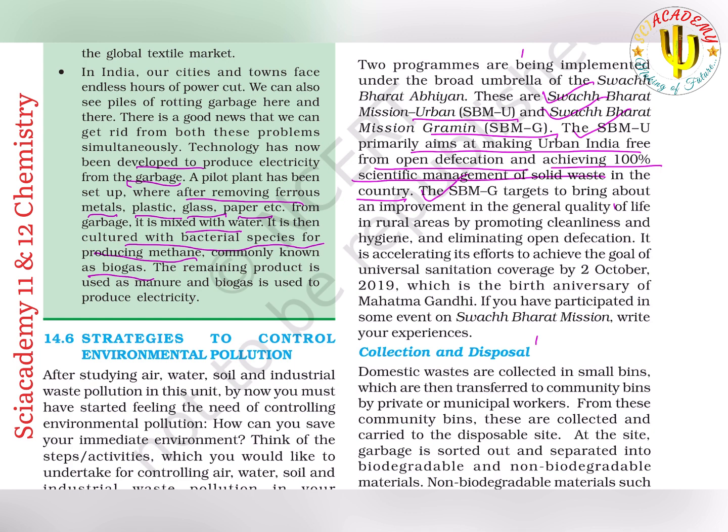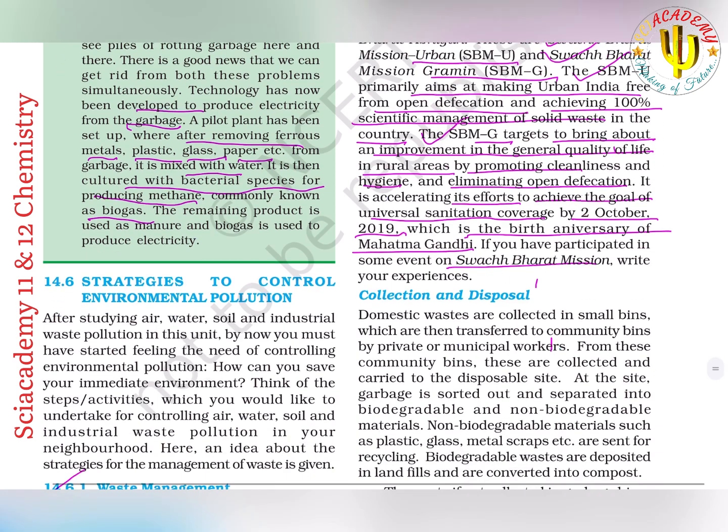The Swachh Bharat Mission Gramin targets to bring about an improvement in the general quality of life in rural areas by promoting cleanliness and hygiene and eliminating open defecation. It is accelerating its efforts to achieve the goal of universal sanitation coverage by 2nd October 2019, which is the birth anniversary of Mahatma Gandhi. If you have participated in some event on Swachh Bharat Mission, write your experiences.